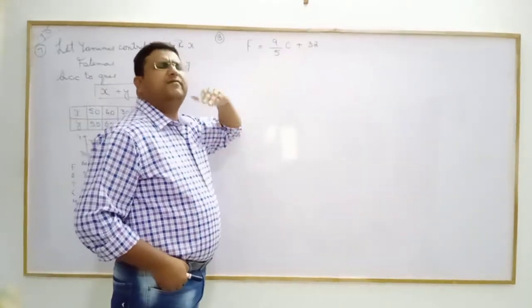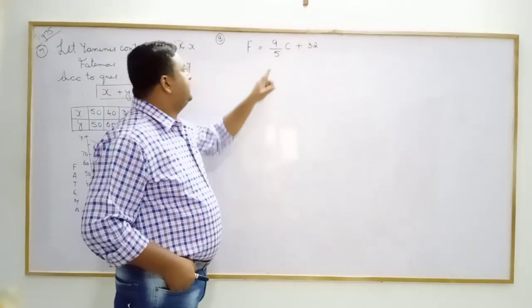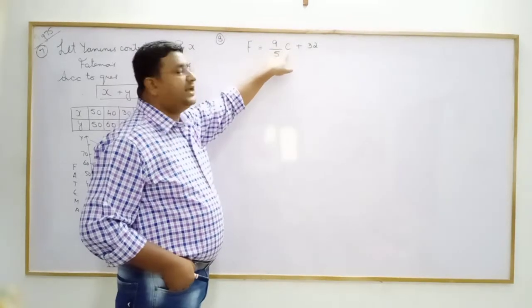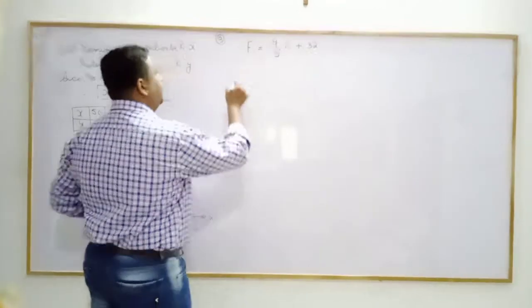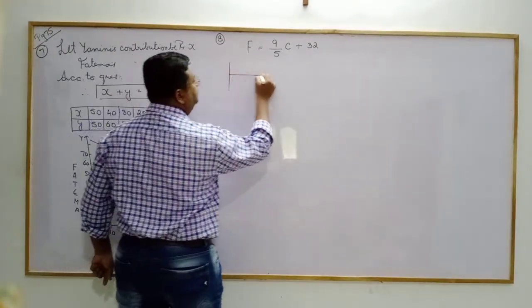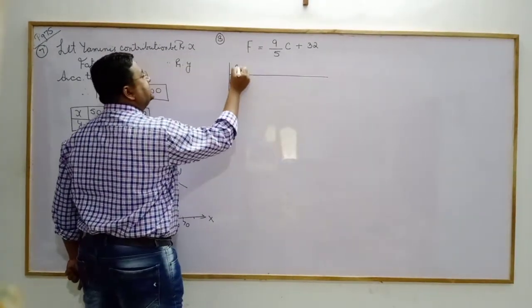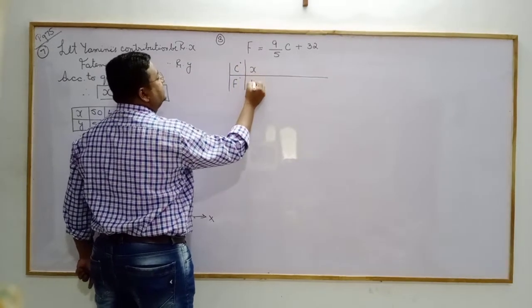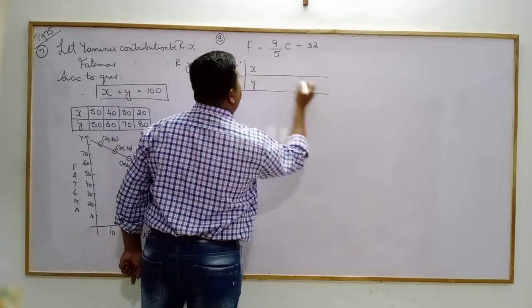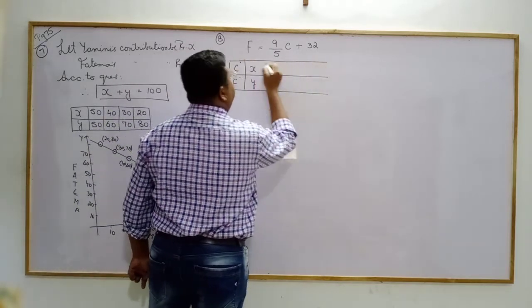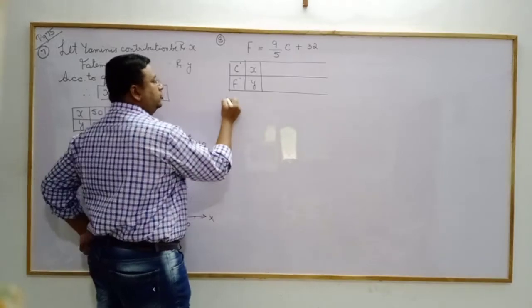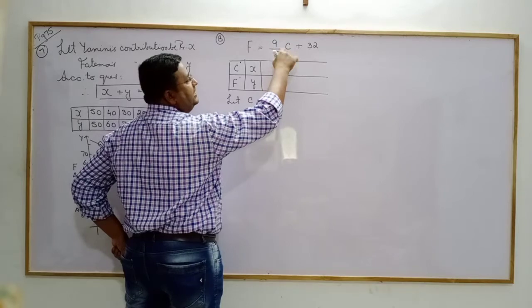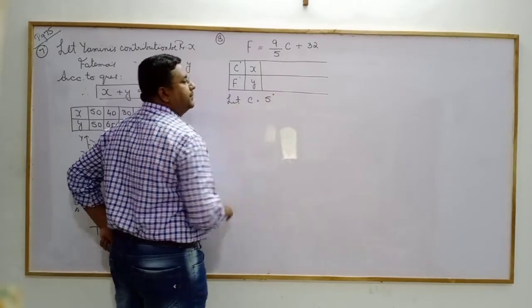How to make it? Very easy, students. Don't get confused. We can see 9 by 5 into C is there. So we will use C as a multiple of 5. We will draw a table. This is degree Celsius, degree Fahrenheit, with x-axis for Celsius and y-axis for Fahrenheit. Clear? So let C be 5 degree, for example.